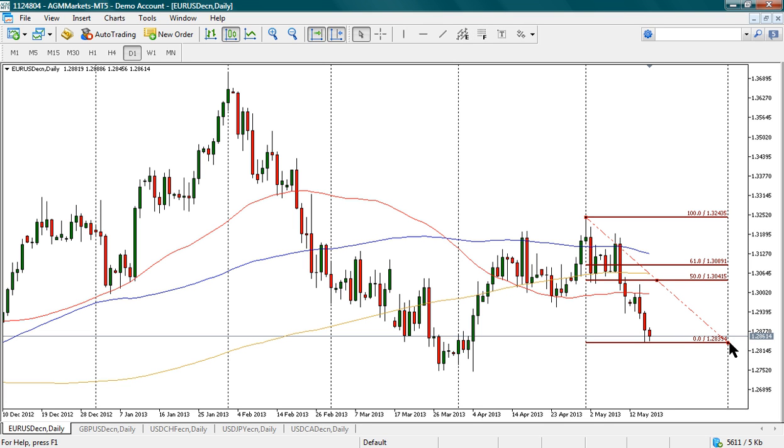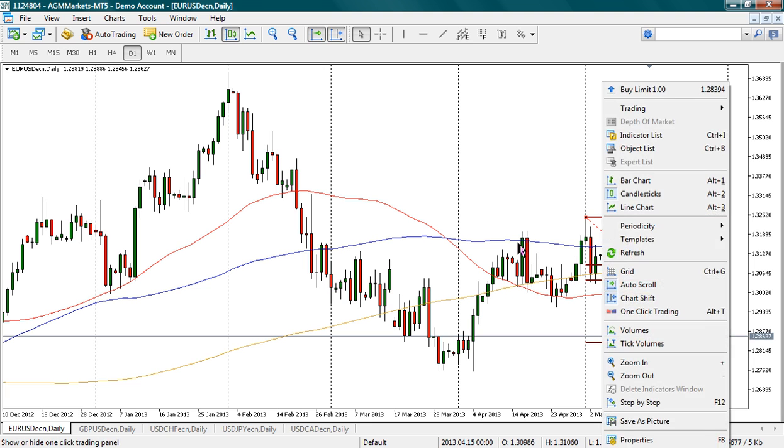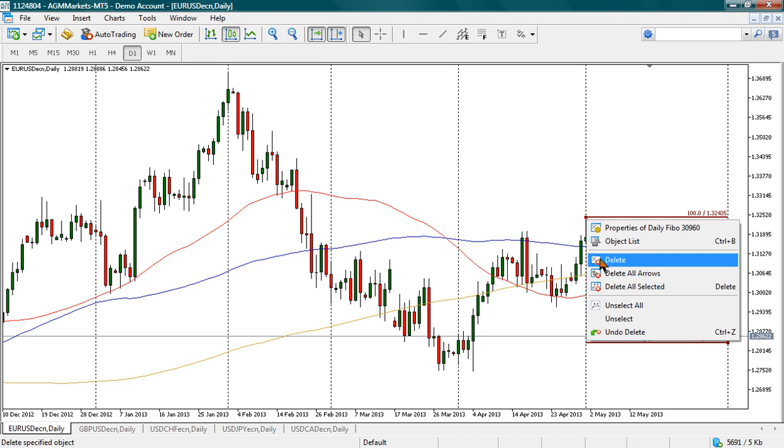That's the more obvious one, and the more obvious ones are better, in my opinion, because you've got to think that if the banks are trading fibs and putting in their levels, etc., the bigger players will have them at the more obvious, bigger fibs. They won't want to risk the smaller ones, in my opinion. But that's just my view on that.